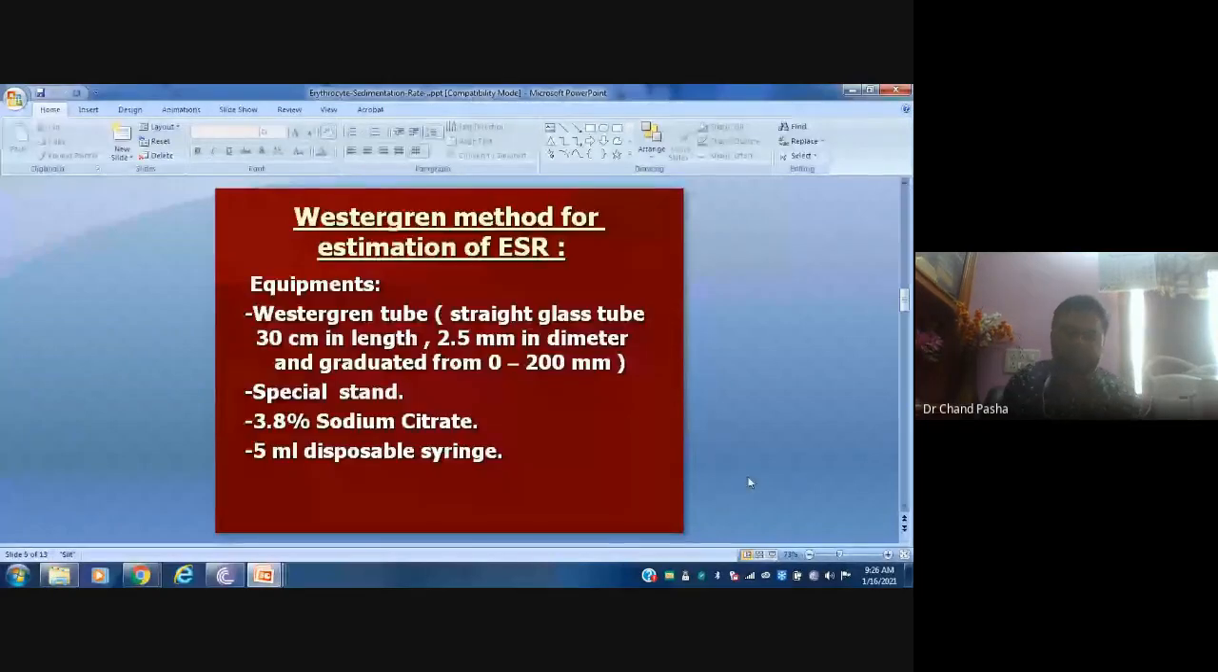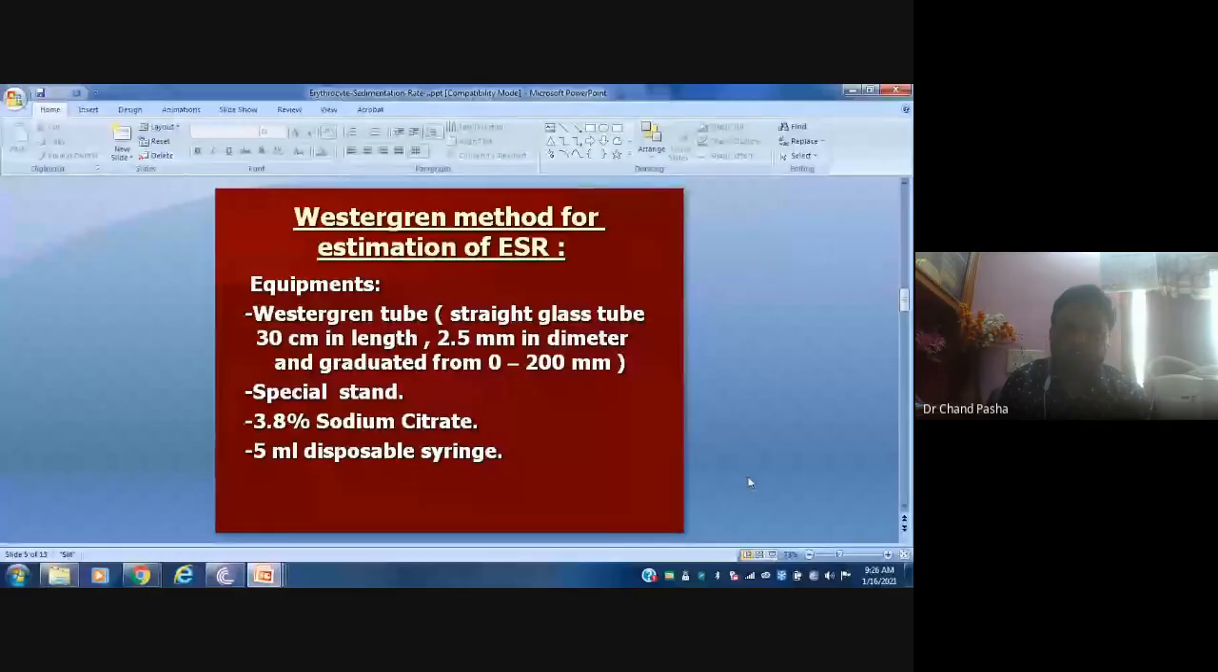The Westergren method of estimating ESR is very popular and very easy to perform. For this, we use a Westergren tube, which measures 30 centimeters in length and 2.5 millimeters in diameter, graduated from 0 to 200 millimeters. You require a stand for placing this tube. 3.8% sodium citrate is required as an anticoagulant, and a disposable syringe is required for collecting the blood.